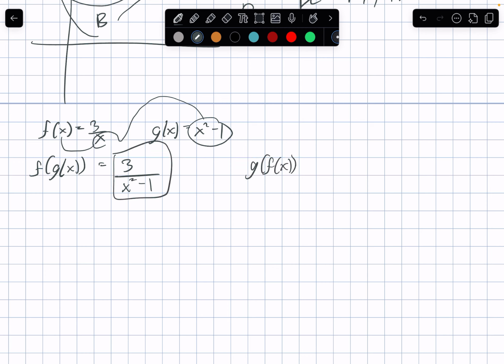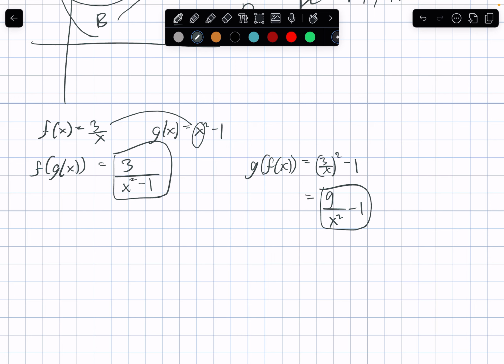G of f of x. So the x here will become this 3 over x. It's going to look like that: 9 over x squared minus 1. Okay, that's it.